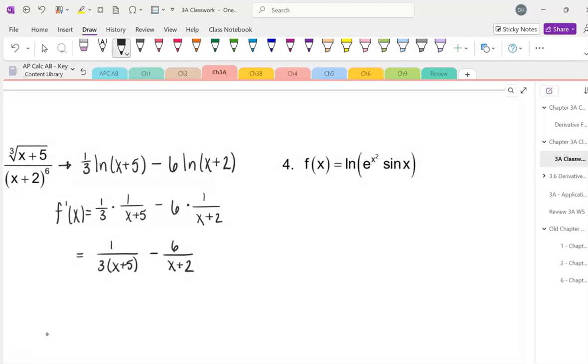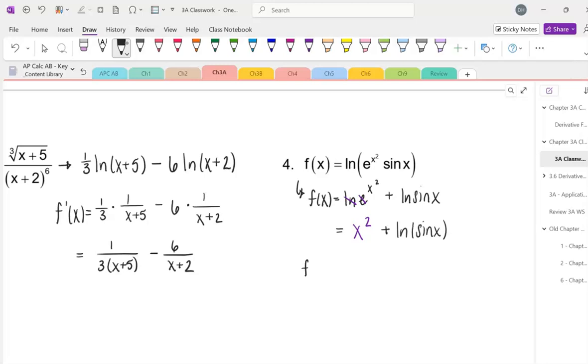With number 4, we can go ahead and change f of x to natural log of e to the power of x squared plus natural log of sine x. Great opportunity to talk about log rules. Natural log has a base of e, and this is e. Those end up canceling. So really, we've got x squared here, and we're still just on f of x. So it's just x squared plus natural log of sine x.